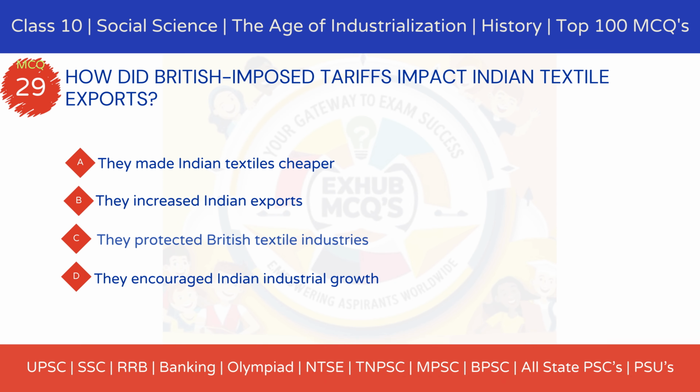MCQ 29. How did British imposed tariffs impact Indian textile exports? Option A. They made Indian textiles cheaper. Option B. They increased Indian exports. Option C. They protected British textile industries. Option D. They encouraged Indian industrial growth.